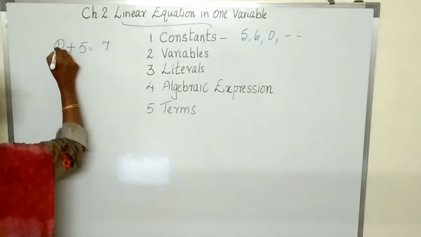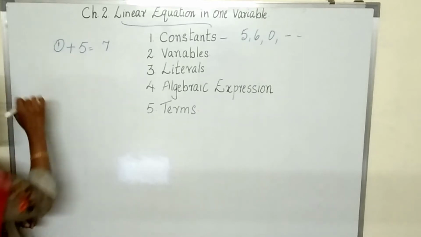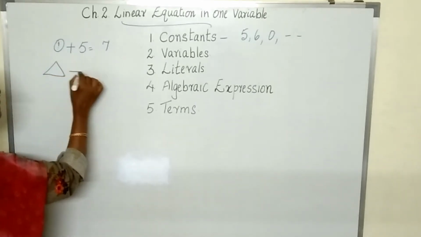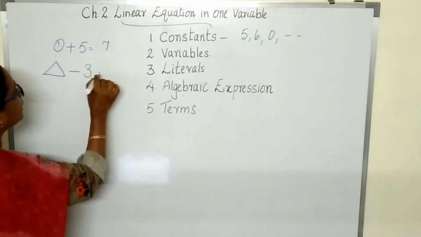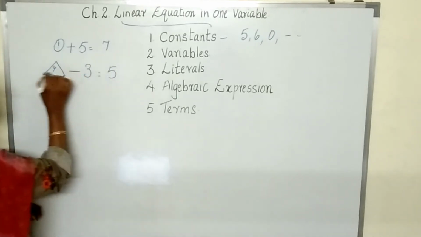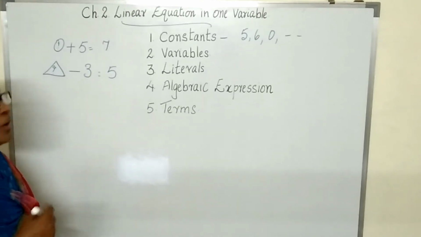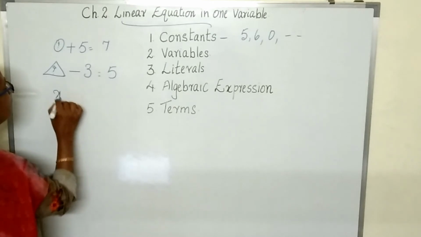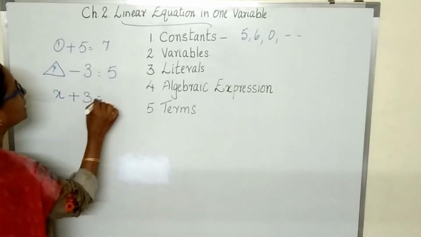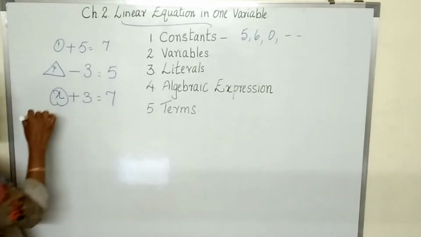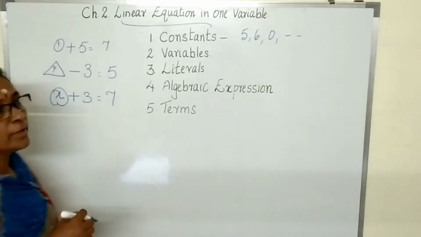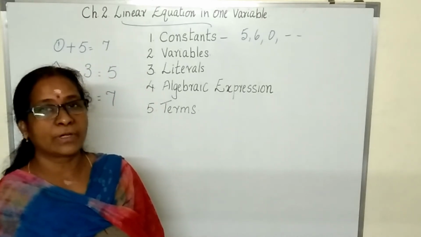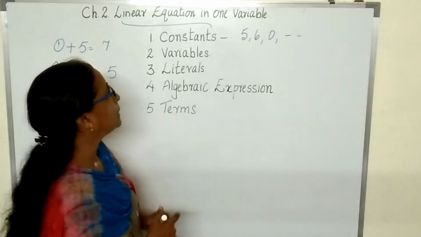So what is this? Okay, so this is also a variable. Sometimes in some question papers you can see this minus 3 is equal to 5. So what is this? These are all variables. Or when you come to little bit higher classes, you might have learned x plus 3 is equal to 7. So what is x? So these are all called variables. They change. In different sums, they will have different values. So they are called variables.